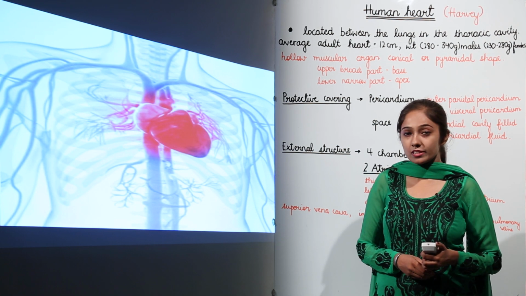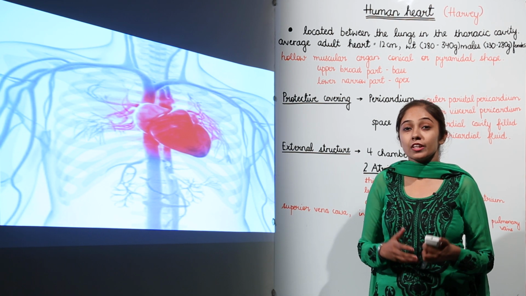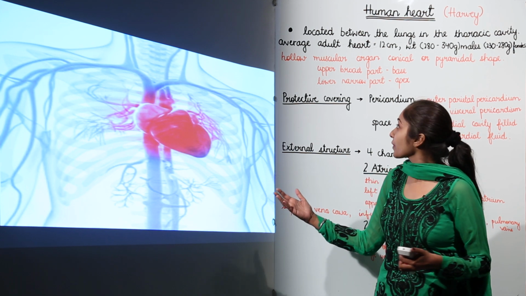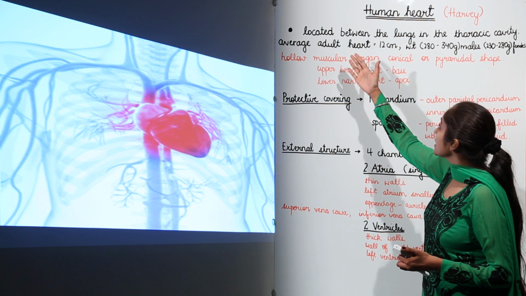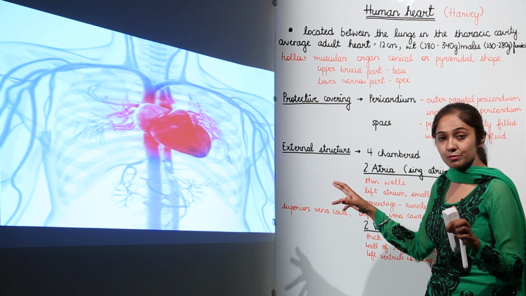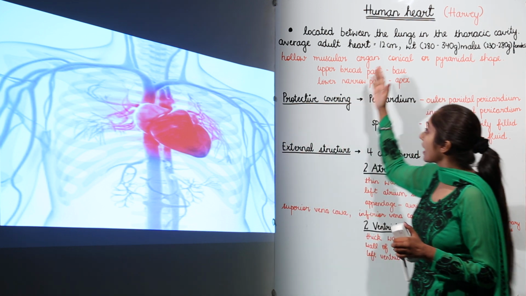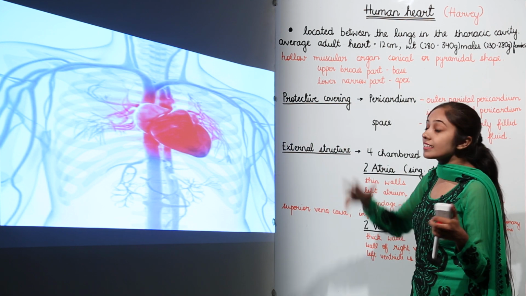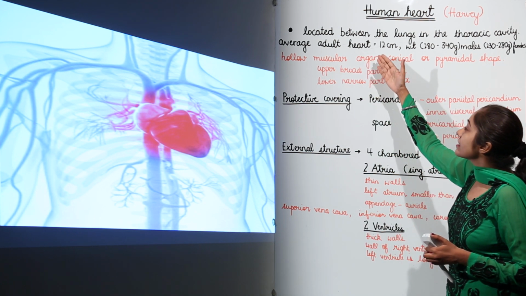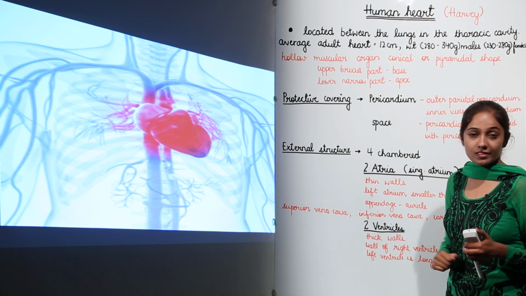Now it's time to discuss the structure of the vital organ of your body, that is the heart. The heart is located between the lungs in the thoracic cavity. Let's see what is the size of the heart. The average adult heart is approximately 12 centimeters in size.